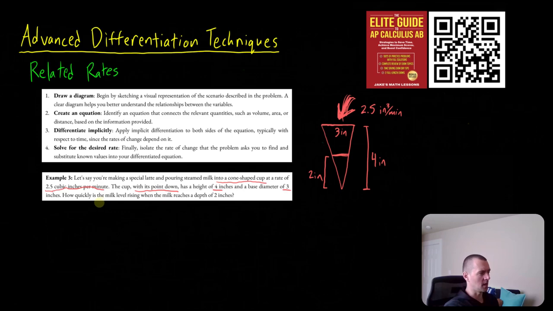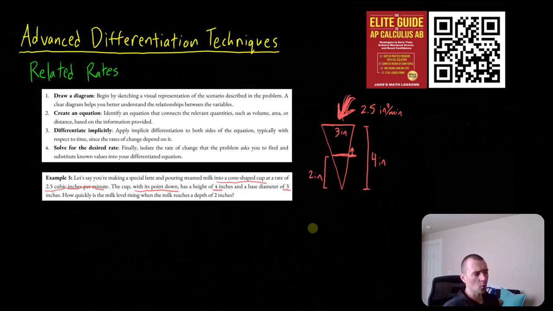And it's asking how quickly this milk level is rising. So basically what we're looking for is how quickly this line right here is moving up at this moment when the milk is 2 inches deep. So that's kind of our drawing. This should give us a pretty good idea of what the situation is and how we can move on to the second step of creating an equation.